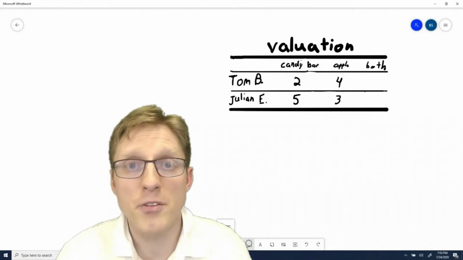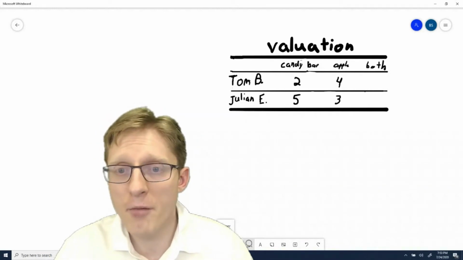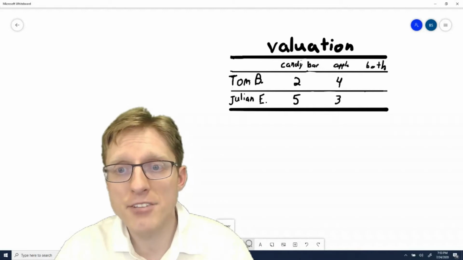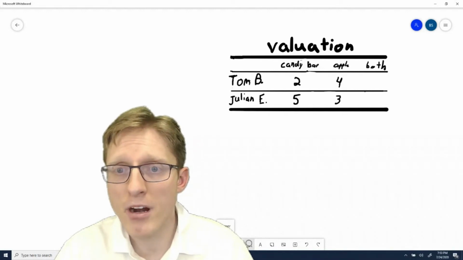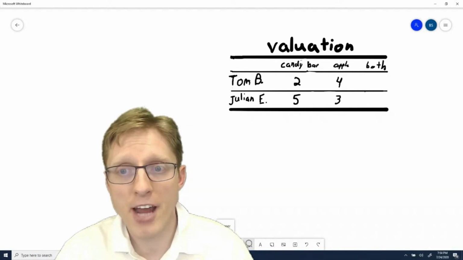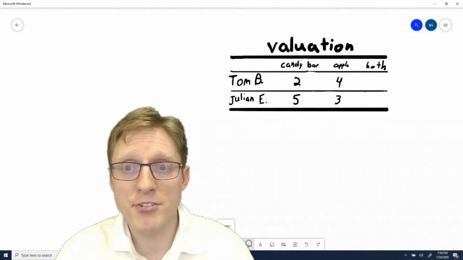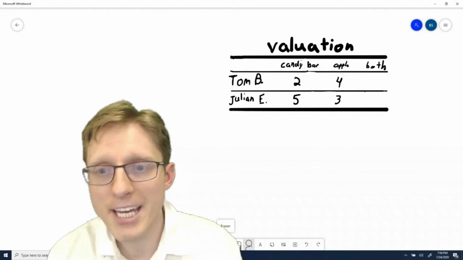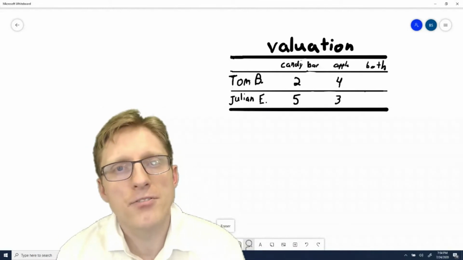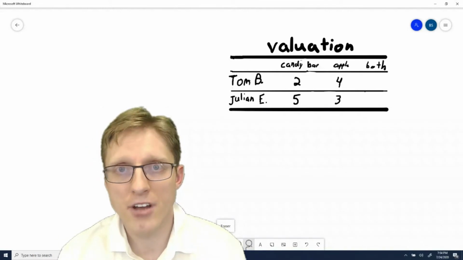So we're going to assume that there are two individuals in this market, Tom B. and Julian E. Tom B. has a relatively low valuation for a candy bar, but a relatively high valuation for an apple. He values a candy bar at $2 and an apple at $4. Julian is the opposite. He places a higher value on a candy bar. He places a value of $5 on a candy bar and $3 on an apple.